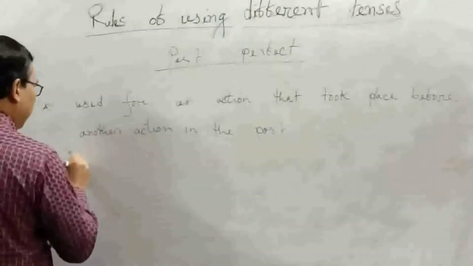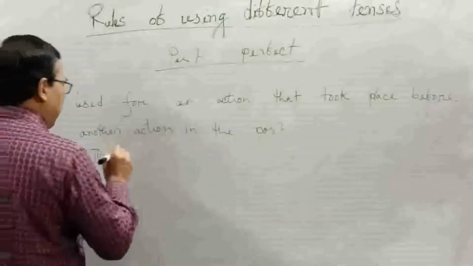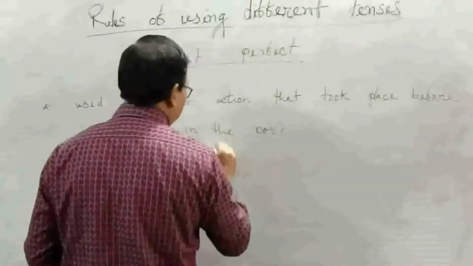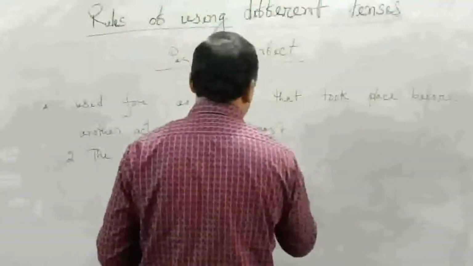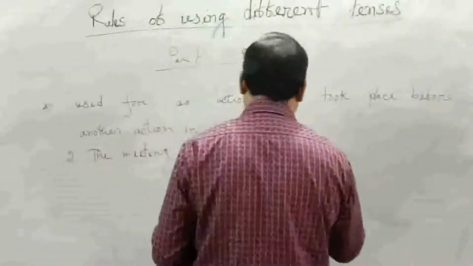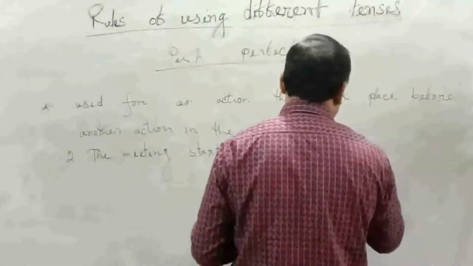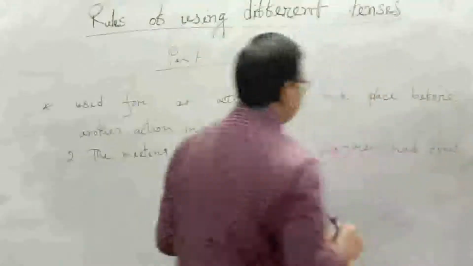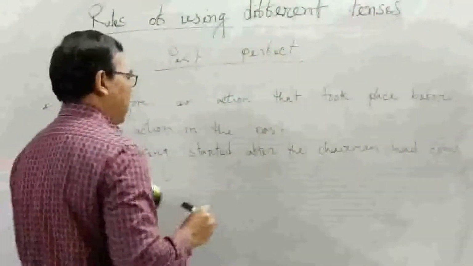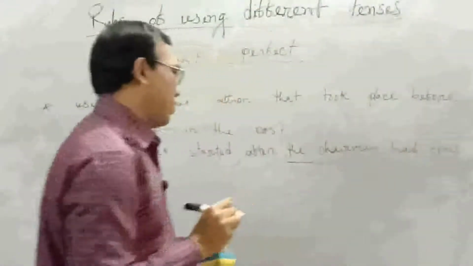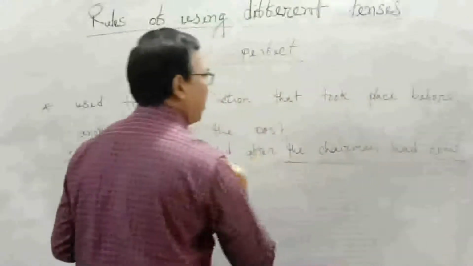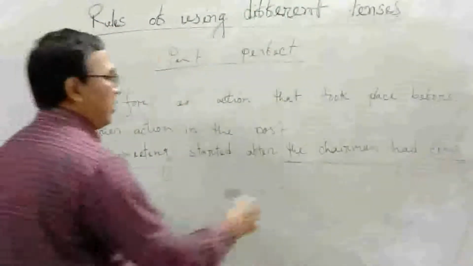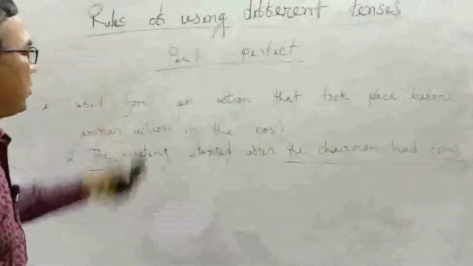I am giving an example. The meeting started after the chairman had come. So the meeting started, one action, and the chairman had come, another action. So this action happened or took place earlier, and so this was written in past perfect tense.